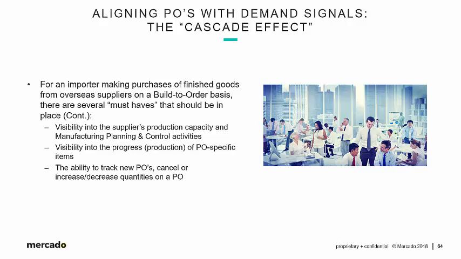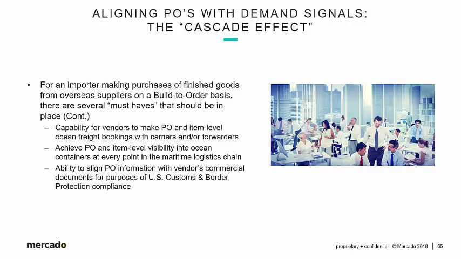We need an ability to track what's going on with new POs as well as those changes to existing POs. Some more must-haves that should be considered. A capability for vendors to make PO and item-level ocean freight bookings with carriers and or forwarders. Now we're moving down that supply chain. Goods have been produced. They still have to be transported.